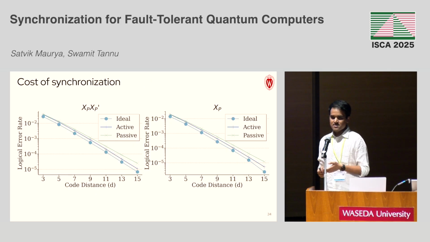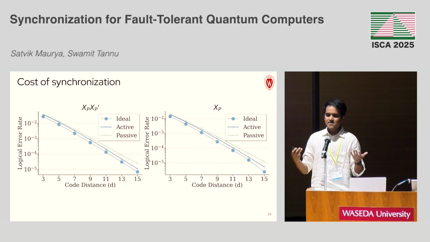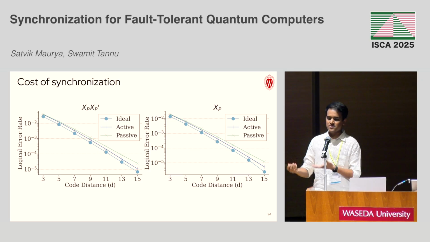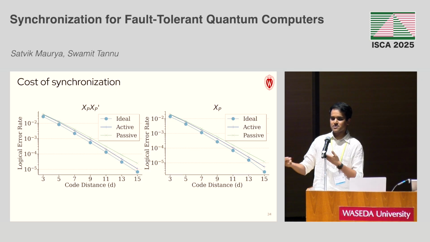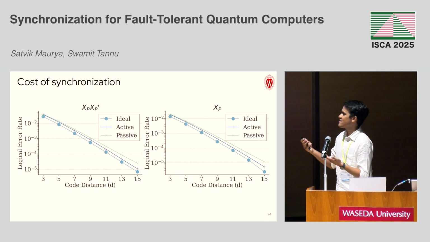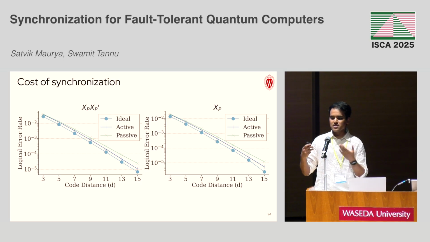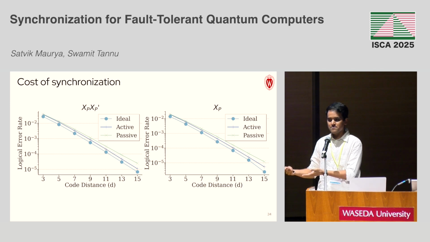And this final set of results is to just show the cost of synchronization. So yes, the active synchronization policy does well. It reduces the logical error rate compared to the passive policy. The hybrid policy also does well, but there is still a non-zero cost for synchronization. I think this is a good motivator for future work in this space, where we acknowledge the fact that synchronization will be required for fault-tolerant quantum computers, but there is a non-zero cost associated with the synchronization process.